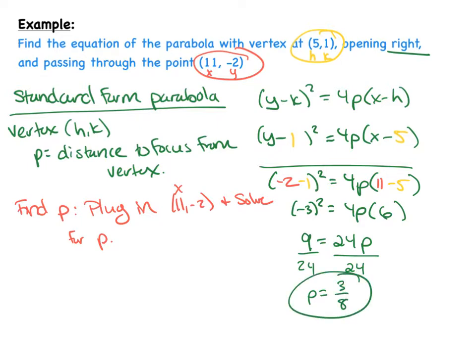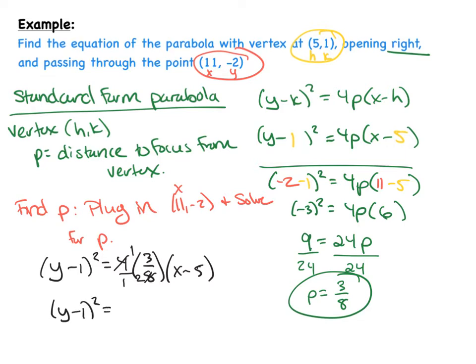Cool. Now we're about finished. We have (y - 1)^2 = 4 times 3/8 times, I'm sorry, times (x - 5). And I guess the last thing we could do is reduce that fraction. 4 and 8 reduce to 1 and 2, so our answer is (y - 1)^2 = 3/2 times the quantity (x - 5).